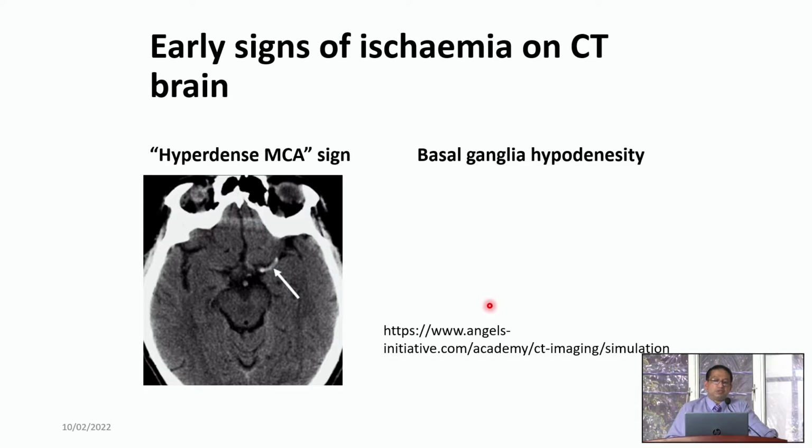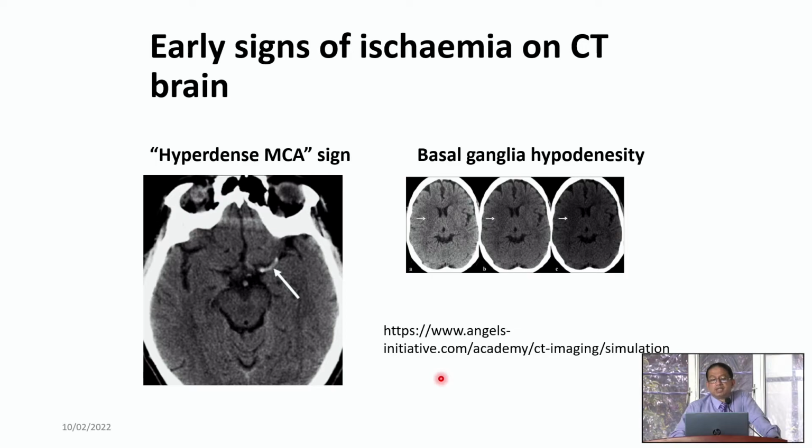Then the early signs of ischemia, as was discussed in the lecture: the hyperdense middle cerebral artery sign is one, if you can see it, but it should be only unilateral for it to be significant. And also you might see other subtle changes like the basal ganglia hyperdensities, which will still not be a contraindication to treat.